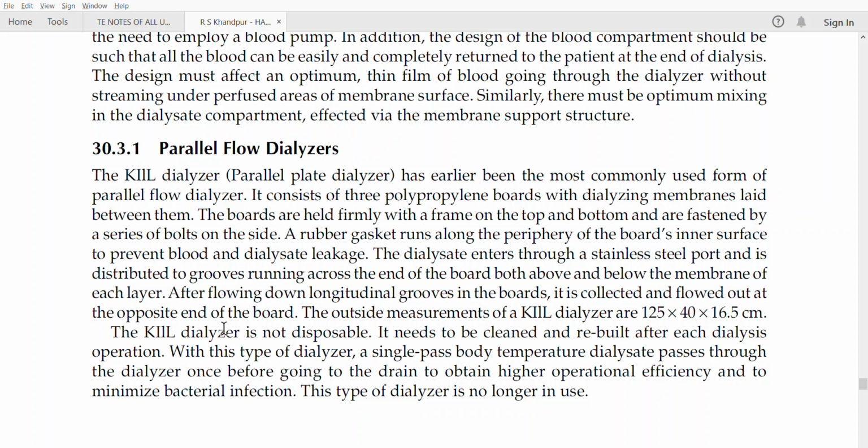The single pass, body temperature dialyzer passes fluid through the dialyzer once before it goes to the drain. What is a body temperature dialyzer? When these two fluids come into contact via the dialyzer membrane, there is a loss of temperature. In order to avoid the loss of temperature, the dialyzer should be maintained at body temperature. But this is an older type of dialyzer, and it is no longer used.